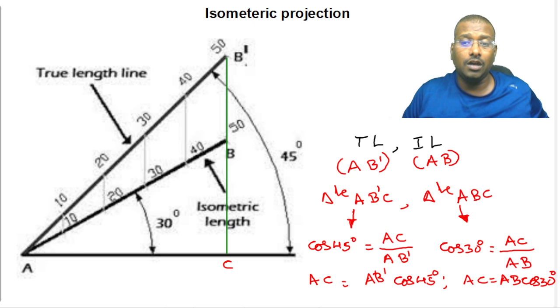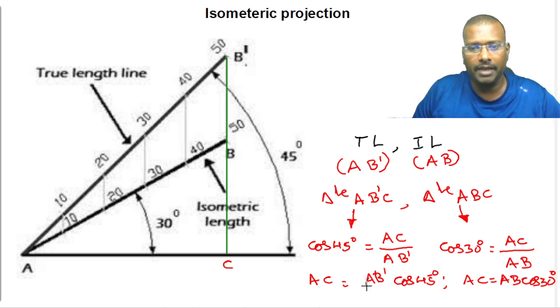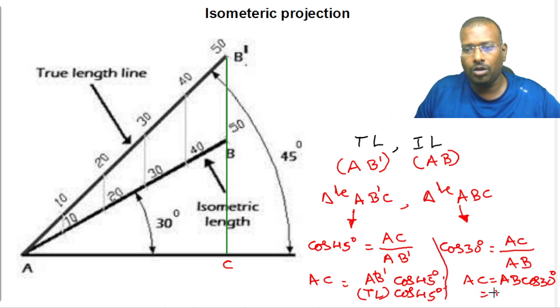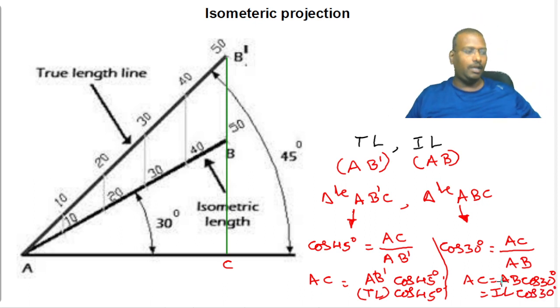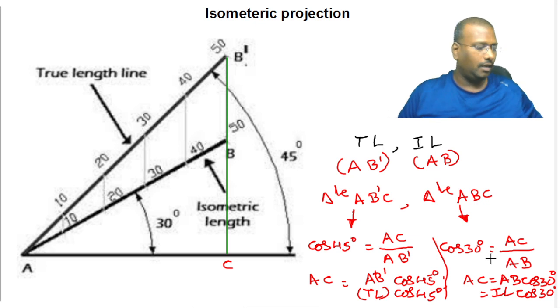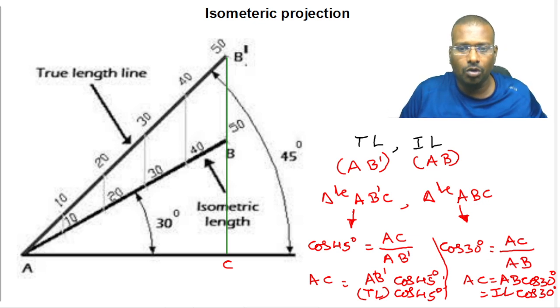So what about this? Just observe. A dash B dash is true length, cos 45. AB is isometric length, cos 30. So this one I am going to write here. A dash B dash is nothing but true length into cos 45. And according to this, AC is equal to isometric length into cos 30. Is it clear to all of you, my dear friends? Just look into it.